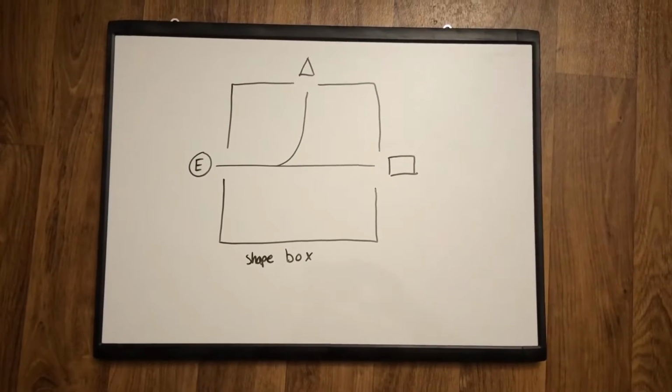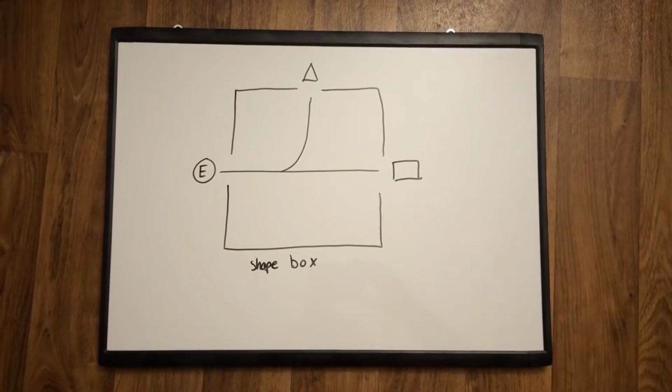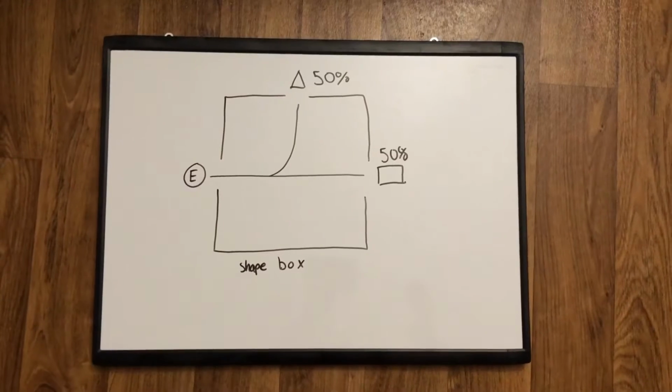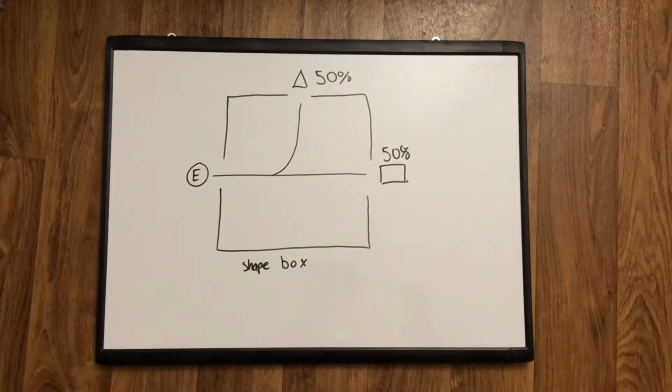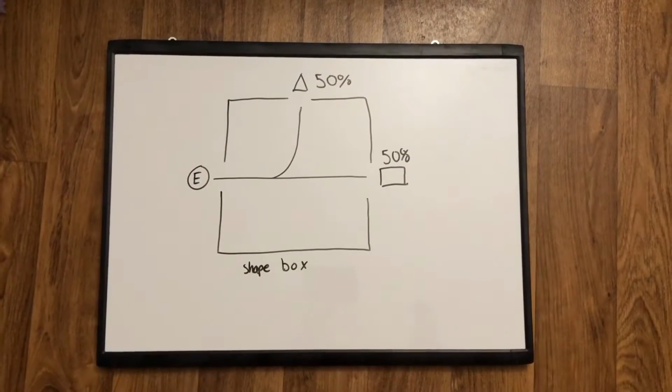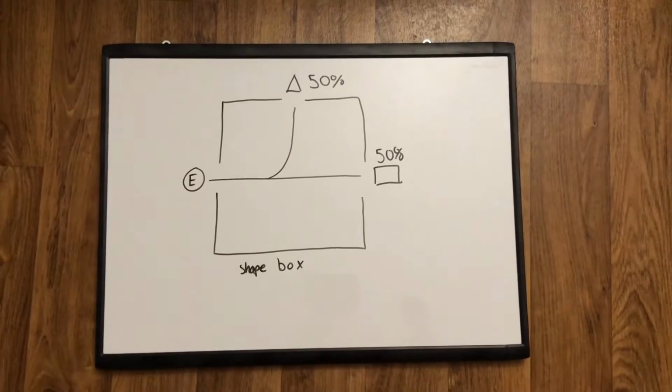Let's test the shape. So now we'll put the electron through a shape box. After running this experiment, we are able to see that there's also a 50% chance of the electron being either a triangle or a rectangle.